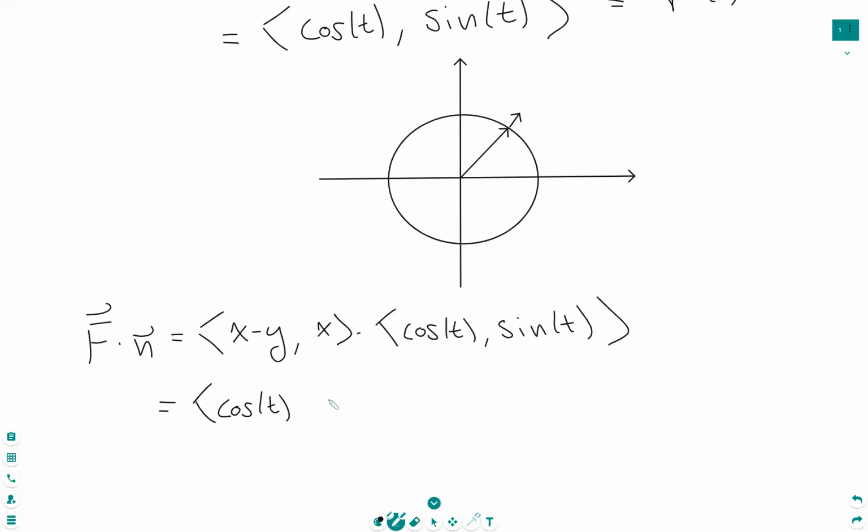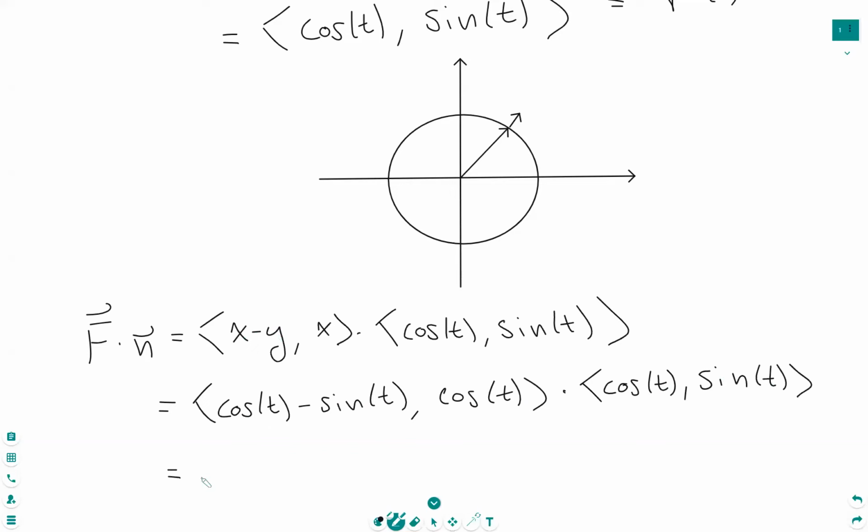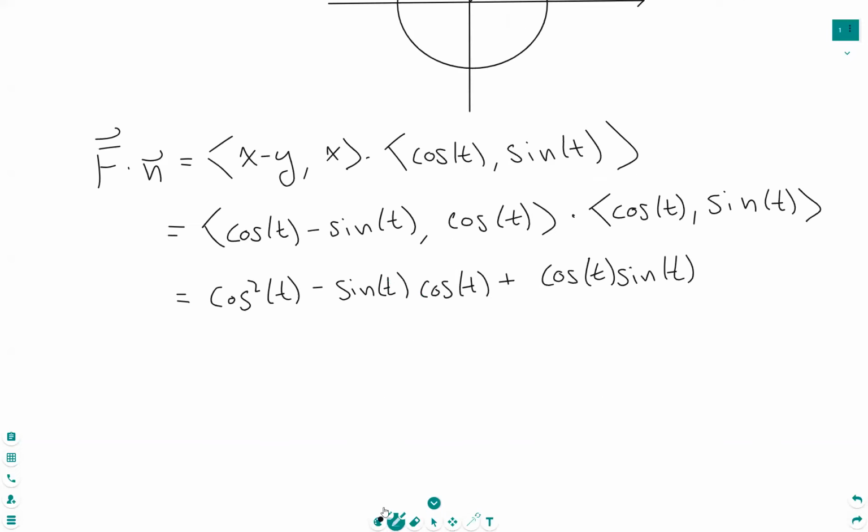So this is (cos t − sin t, cos t) dotted with (cos t, sin t), or cosine squared of t minus sine t cosine t plus cosine t times sine t. These two terms end up canceling, since they're just negatives of one another. So we get cosine squared of t.